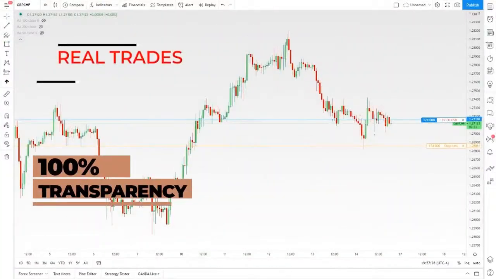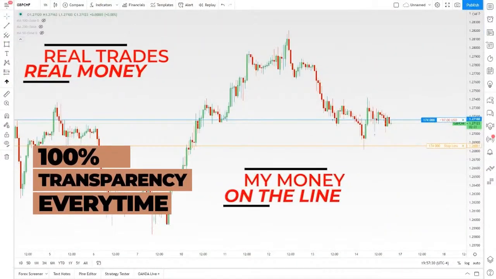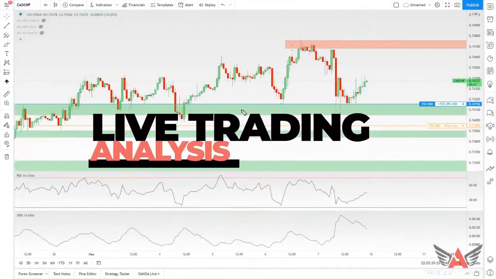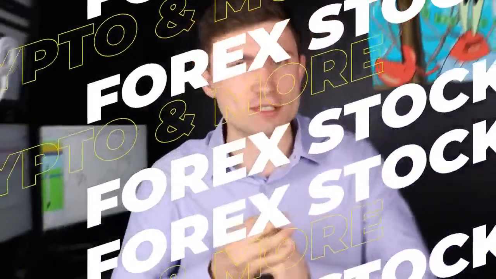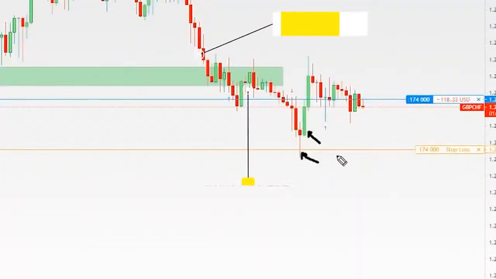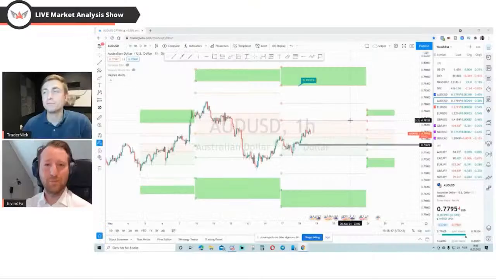These are real trades. This is real money. I'm putting my money on the line. This is going to be a live trading video here, locking in over $1,000 on this trade. Wow, I'd love to get in on this. Technical insights that really look good to me. Here we go. We're live.